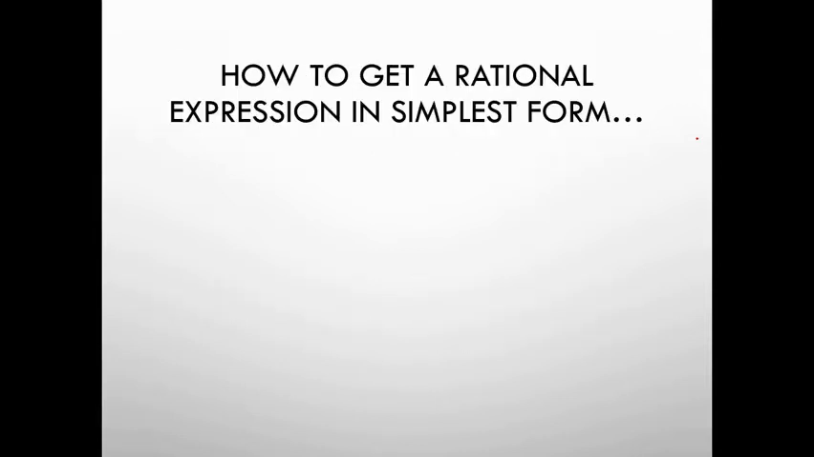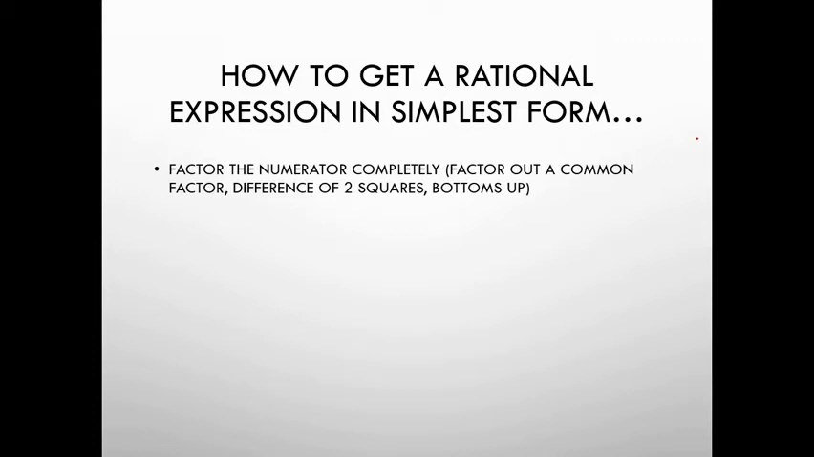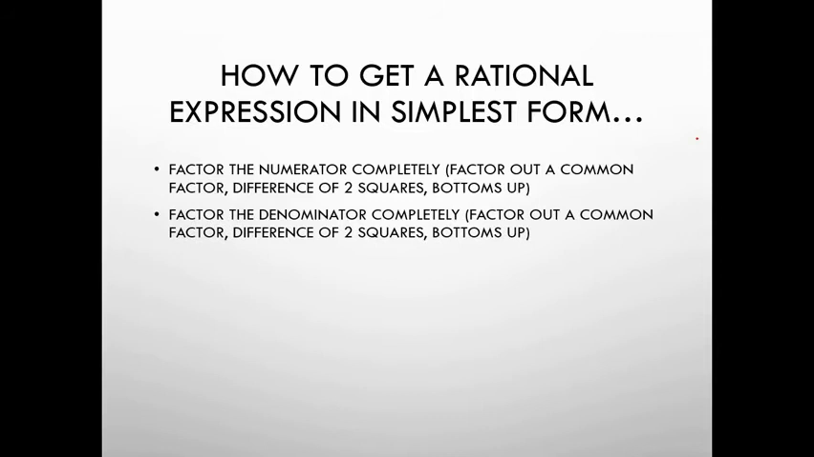How to get a rational expression in simplest form. You can factor the numerator completely. You might need to factor out a common factor, might have a difference of squares, or bottoms up. You must factor the denominator completely. Factor out a common factor, difference of squares, cancel out any common factors, not add-ins.